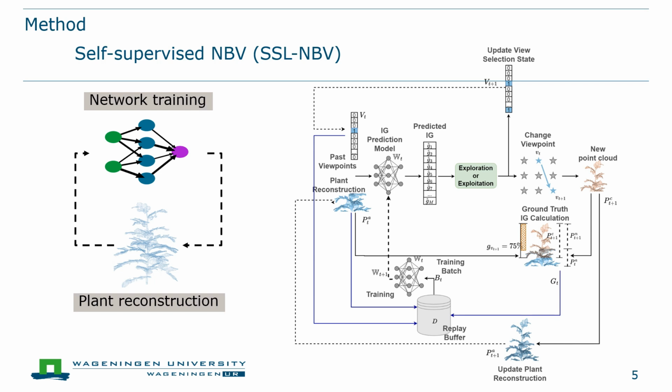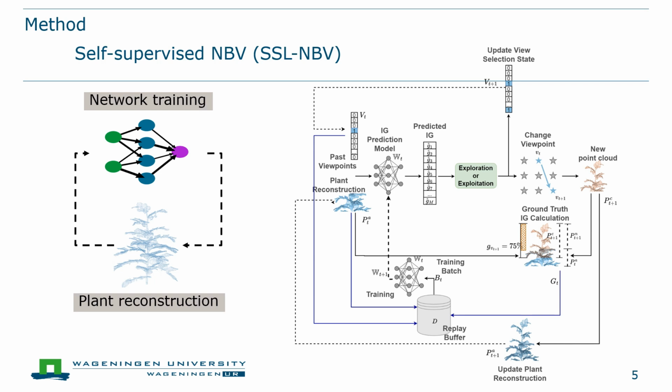To address these problems, we developed self-supervised learning NBV. Plant reconstruction is a forward process based on the current 3D reconstruction. The neural network predicts information gain for the candidate views to select the next camera pose. The camera then moves to this new pose and collects new data to update the reconstruction.